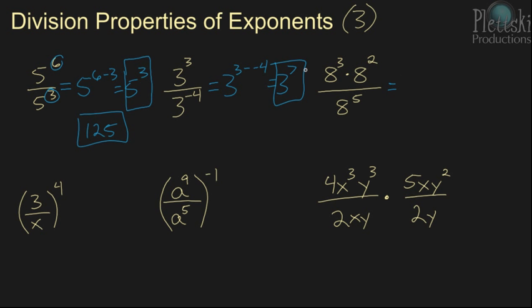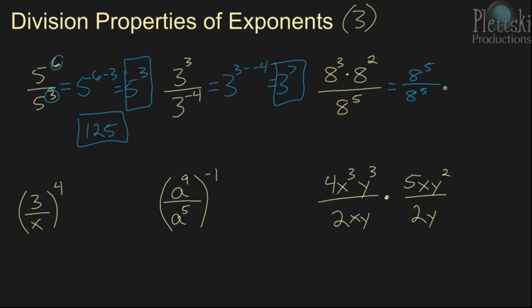Okay, this next one, we have 8 cubed times 8 squared divided by 8 to the 5th power. Well, let's simplify the numerator first, 8 cubed times 8 squared. When we have multiplication of powers, all we have to do is add the exponents as long as both powers have the same base, which in this case they do. The base is 8, so we can rewrite it as 8, and the new exponent is going to be 3 plus 2, which is 5. So 8 to the 5th over 8 to the 5th.